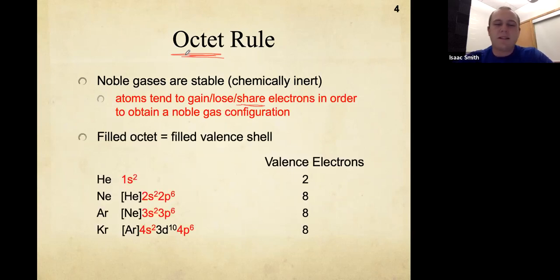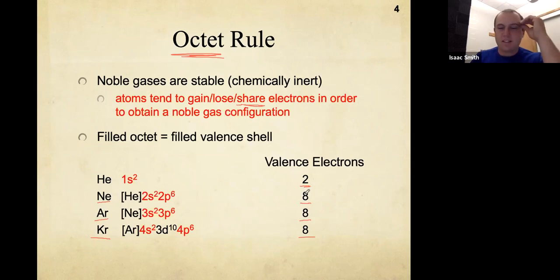And what that really means is, besides helium and hydrogen, which can only have 2, or hydrogen has 1 valence electron and helium has 2 valence electrons, all the other noble gases are going to have 8 valence electrons, okay?